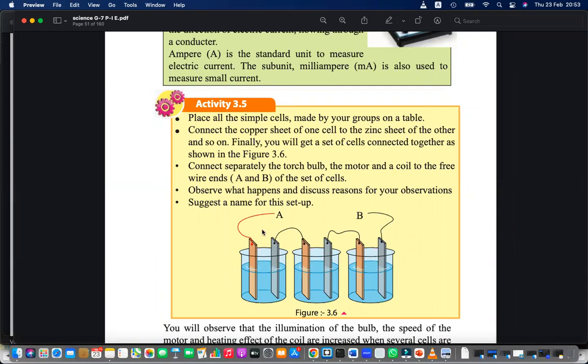Assume that there is 1.1 volt here. Then here 1.1 volt and here also 1.1 volt. This can light up an LED bulb easily because it will generate a total close to 3.3 volt. So this can light up an LED and this can rotate a bulb, rotate a motor too. That is using the multiple cell connection method.